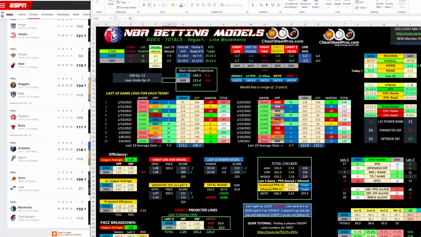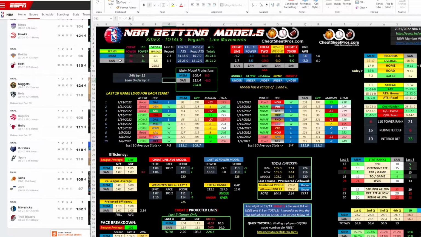So if you want our model, a lot of people say, well, what does your model say? Because in my articles, I always write our model has San Antonio by 6 or a total of 224 points. So people are like, where's that model? How do I see it? Well, the main model I put right up here at the top.